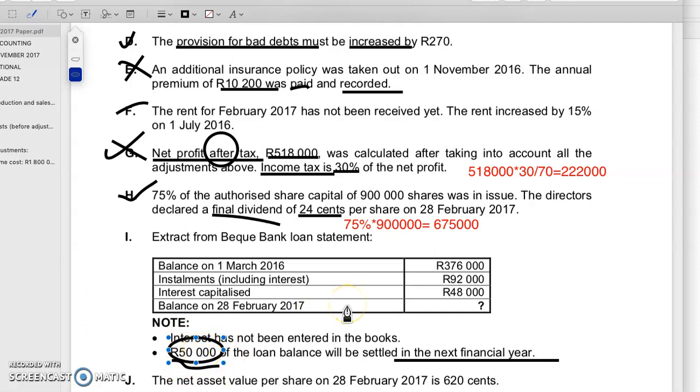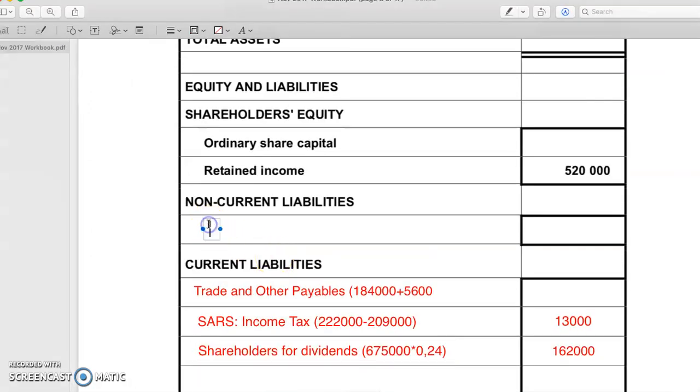Okay, so let's go through this slowly. So we have the balance at the beginning of the year. So let's use this to calculate our loan under non-current liabilities. Loan, okay? And you can write the bank name. Cool. So at the beginning of the year, we had 376,000, okay?